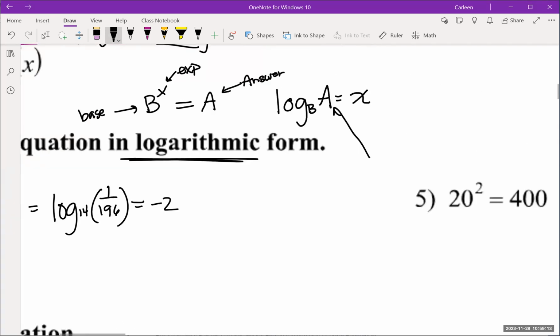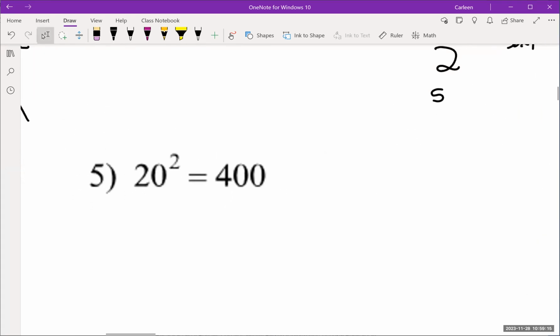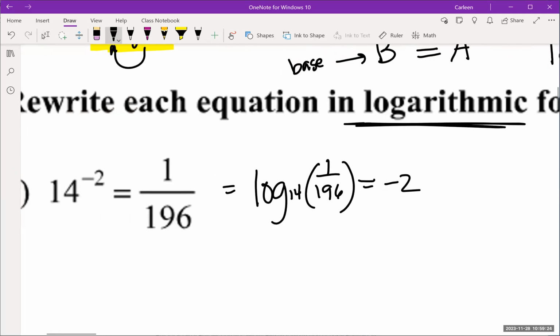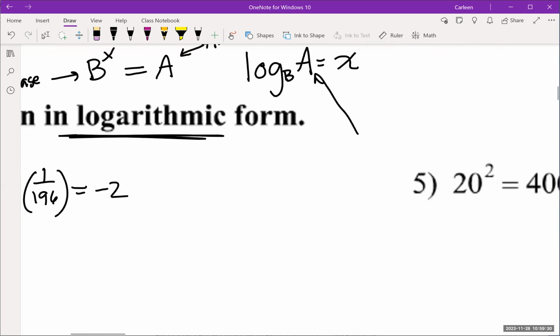Let's do another one. Convert this from exponential form. Oh, really quick on this one. Did you notice when the exponent is negative, cross the line, change the sign? It's a good thing we've been practicing that.